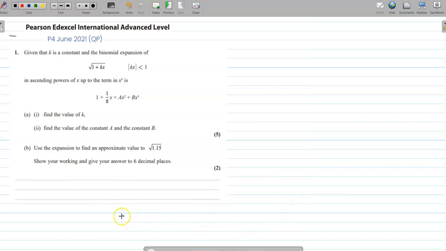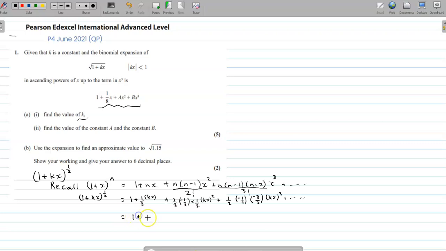Tidying this up, what we have is 1 plus a half kx, and then this is going to give us minus 1 over 8 k squared x squared, and this is going to give us plus 1 over 16 k cubed x cubed, and so on. So this should be equivalent to what we have worked out.